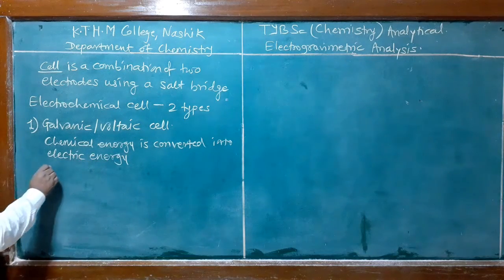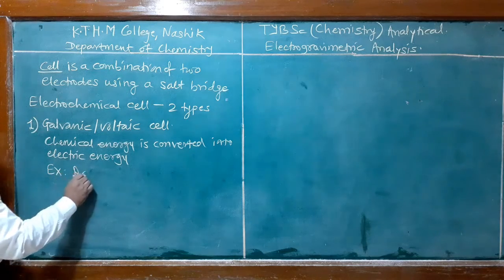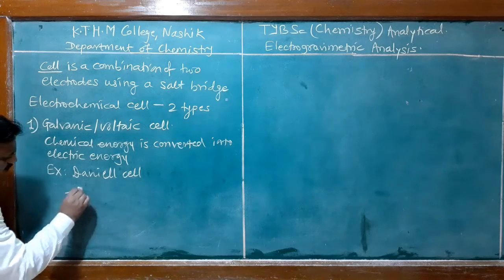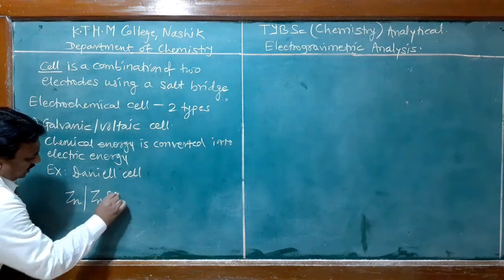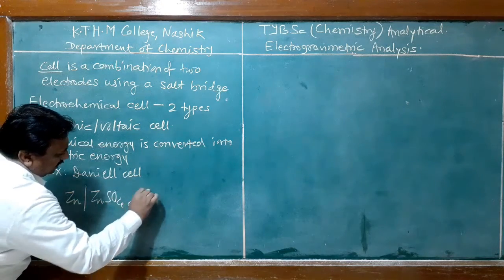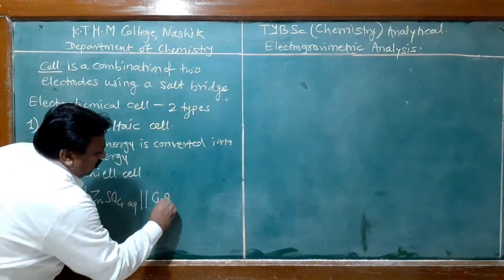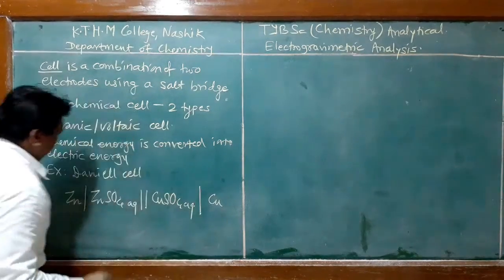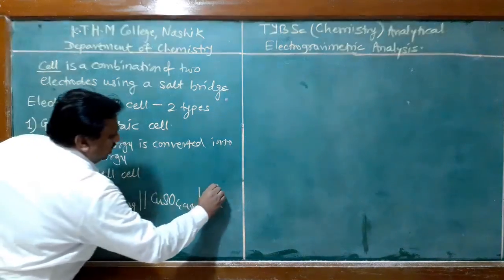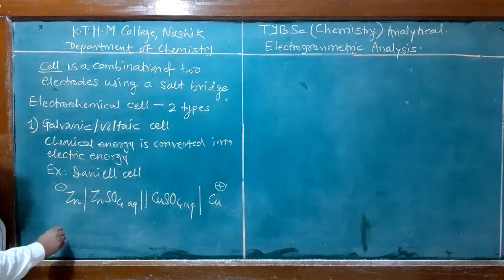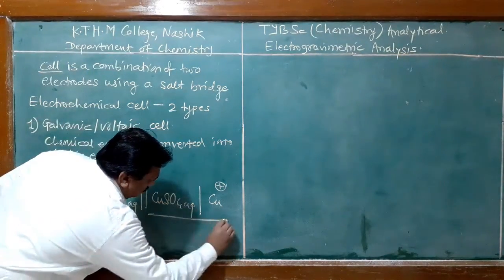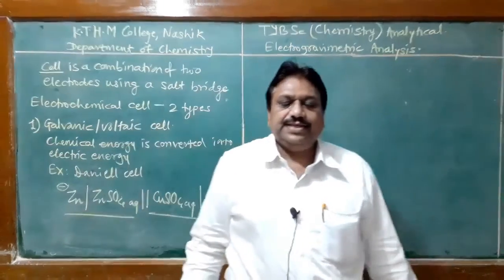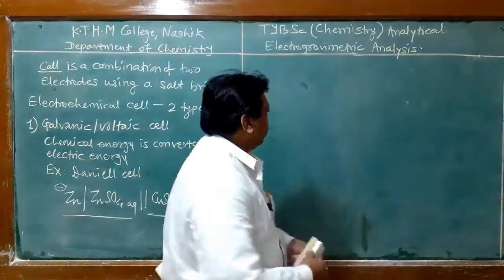An example of this type of cell is the Daniell cell. The Daniell cell is a combination of a zinc electrode, that is a zinc rod in zinc sulfate solution, separated by a salt bridge from copper sulfate solution with a copper metal electrode. Here zinc is the negatively charged electrode and copper is the positively charged electrode. This is a zinc electrode and this is a copper electrode. Therefore, the Daniell cell is the combination of a zinc electrode and a copper electrode.